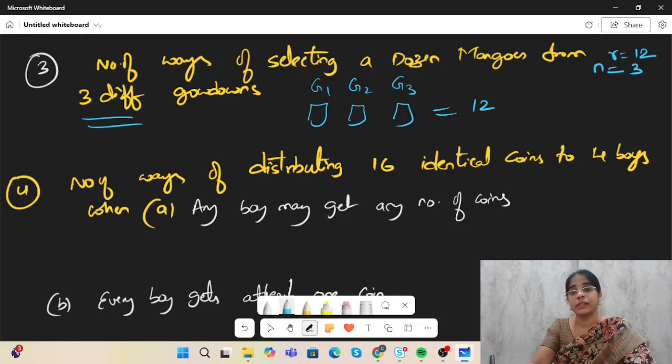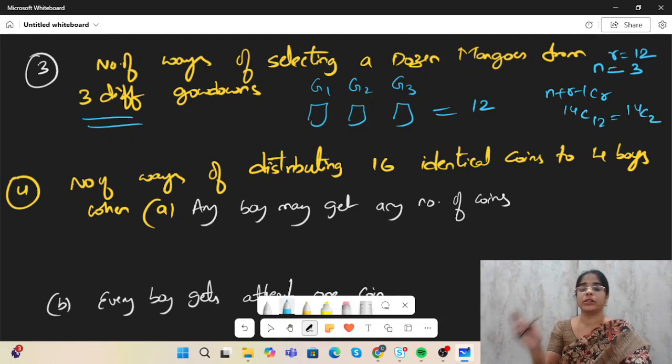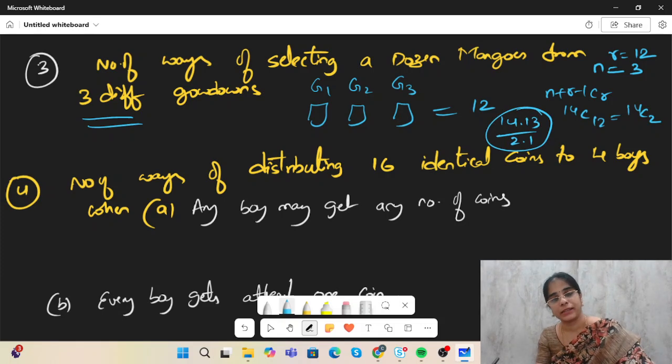Next, your final answer will be N plus R minus 1 C R. That is 12 plus 3, 15, minus 1, 14 C 12, which is the same as writing 14 C 2, which is reduce 14 two times. That is 14 times 13 upon 2 into 1 will be your final answer there.